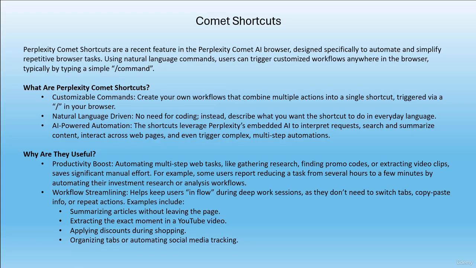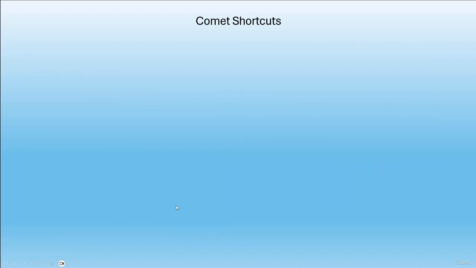You don't need to switch tabs. You don't need to copy and paste info or repeat actions. So summarizing articles without leaving the page, we're going to see that. Extracting the exact moment in a YouTube video, for example, applying discounts during shopping, organizing tabs, or automating social media tracking. So shortcuts are a huge benefit in Comet.